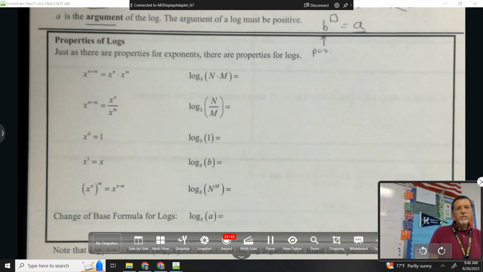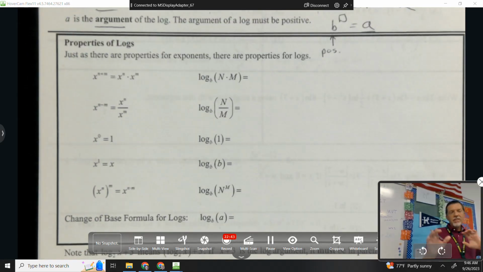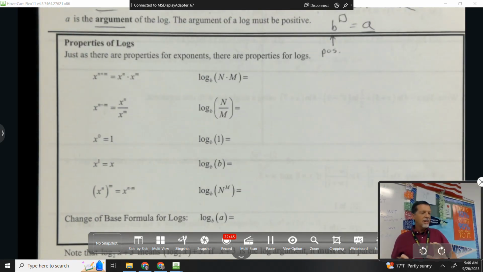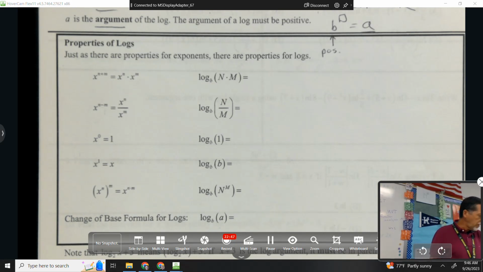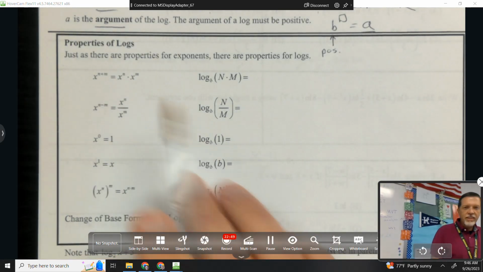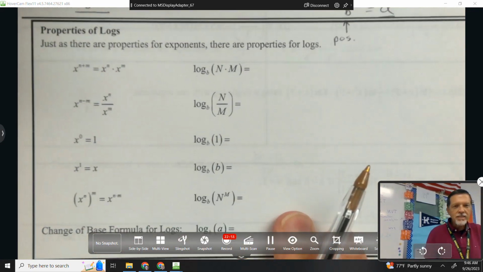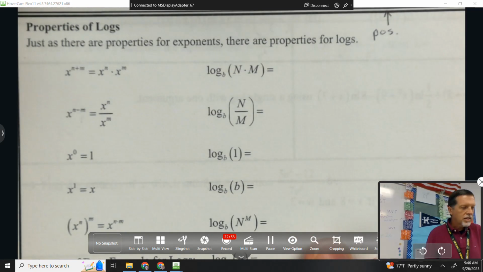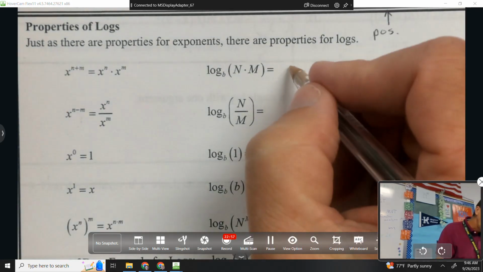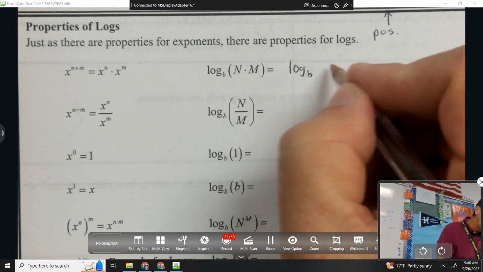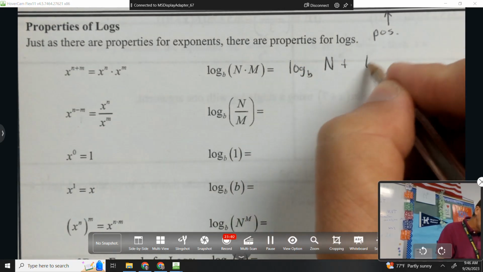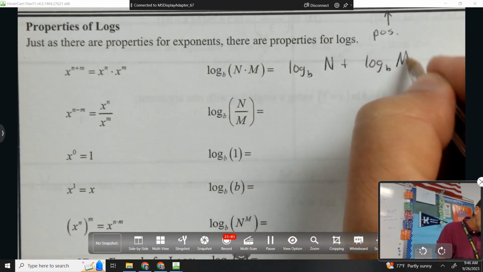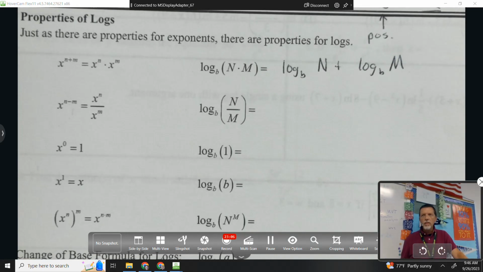All right, we looked at properties of exponents. Because exponents and logs kind of go together, their properties kind of go together. So x to the n plus m, here we go. We can break up a log like that. So if the argument is multiplied, you can split them up and add them together.